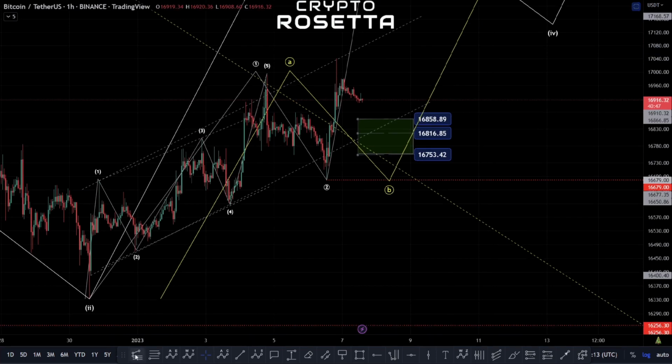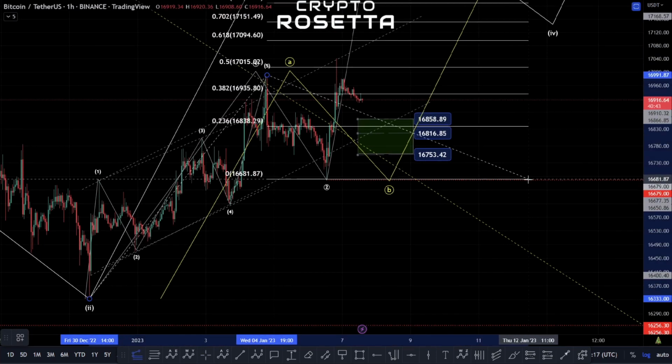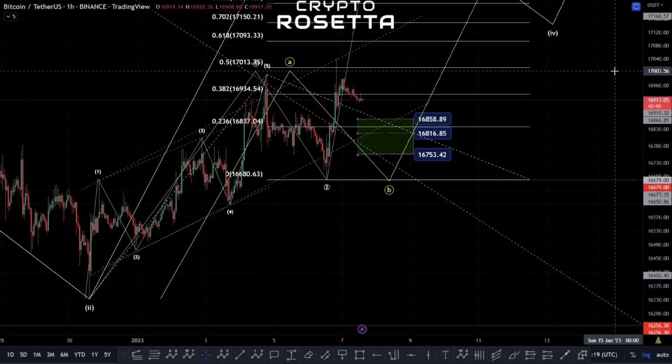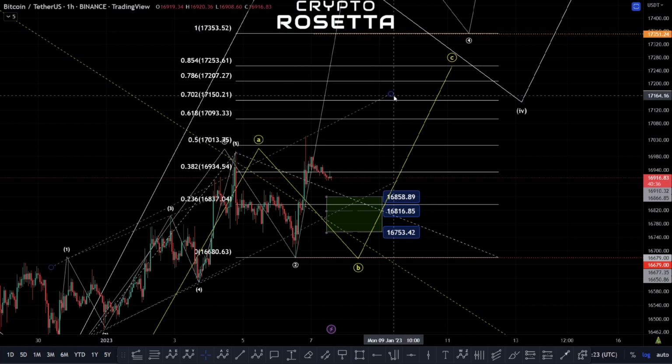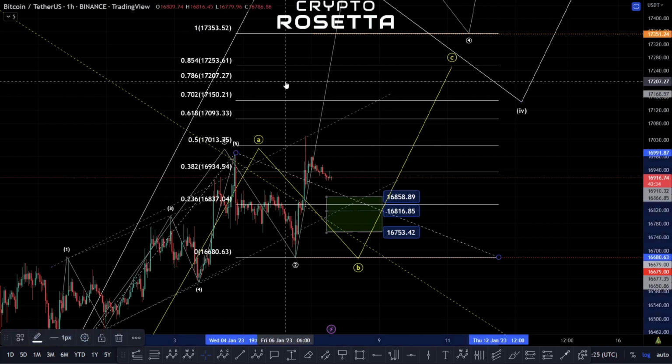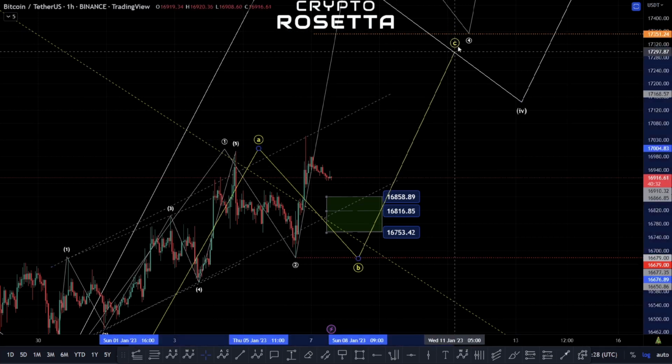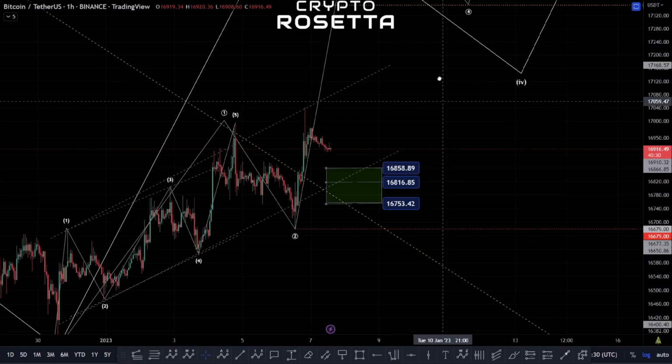And basically with that, if it does become just an ABC, we'd be looking for a push up here towards this 17,353 as a 1-to-1 move. So that could just become a bigger ABC structure here.